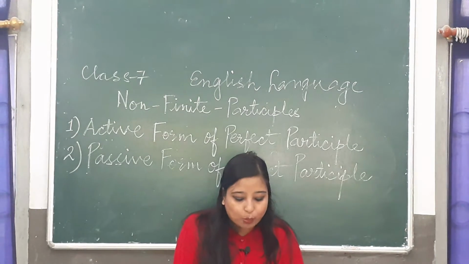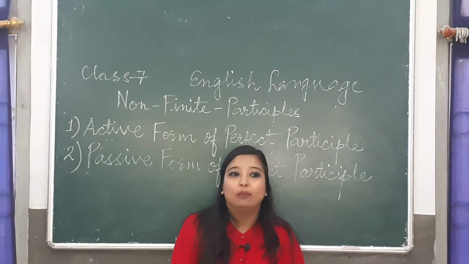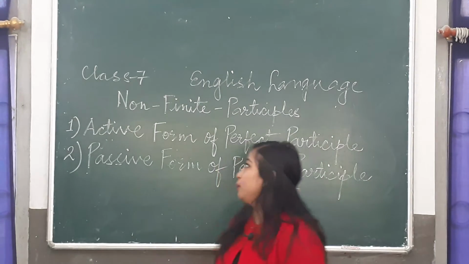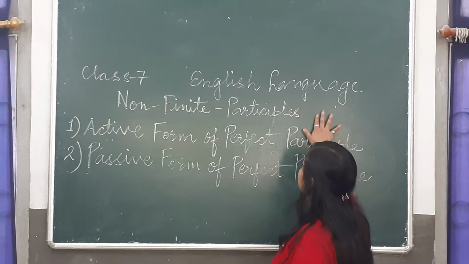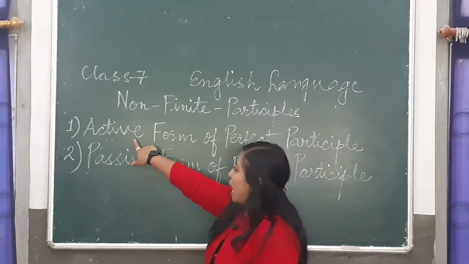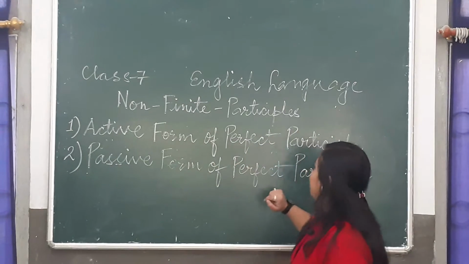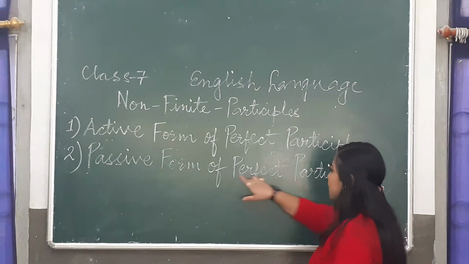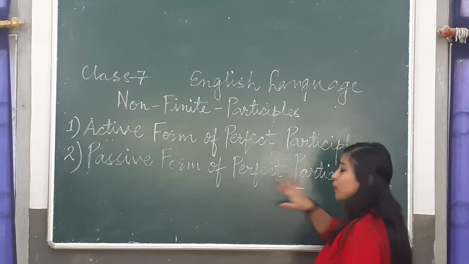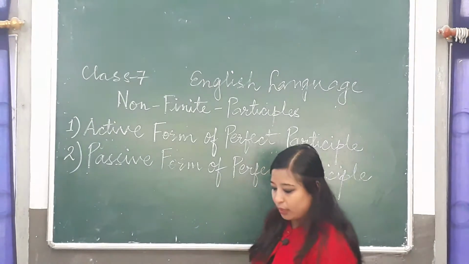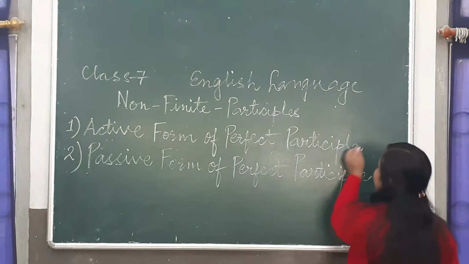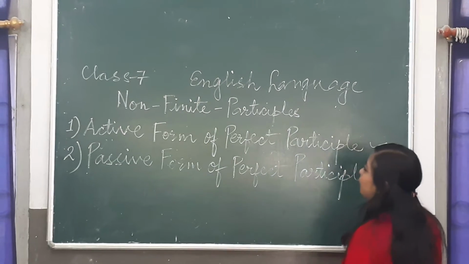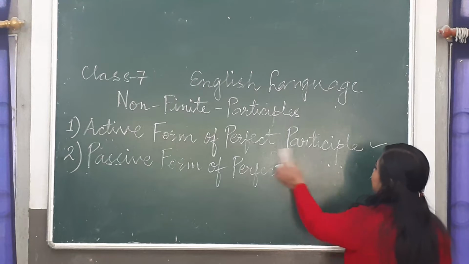Now come to the next one, that is the perfect participle. So today we will be dealing with the perfect participles, okay? The active form of perfect participle and the passive form of perfect participle. Okay, so come to the first one, that is the active form of perfect participle.